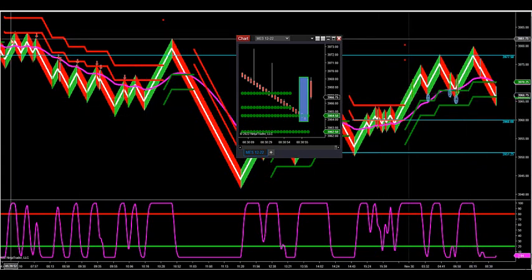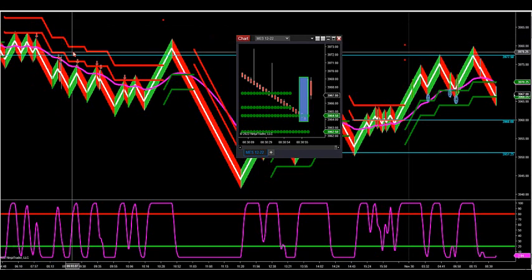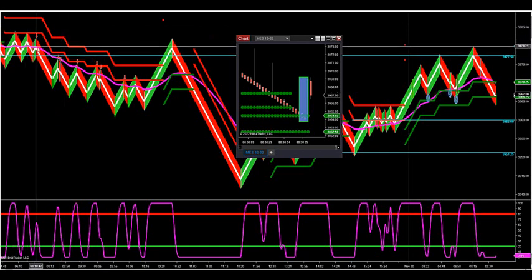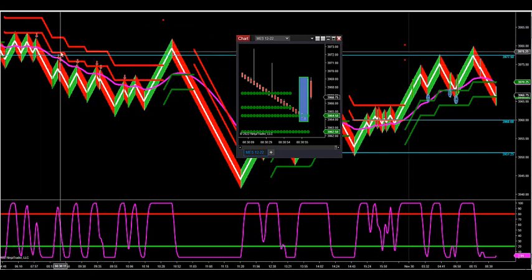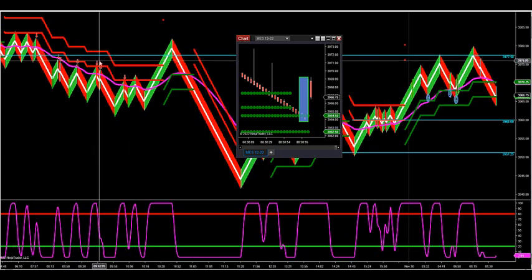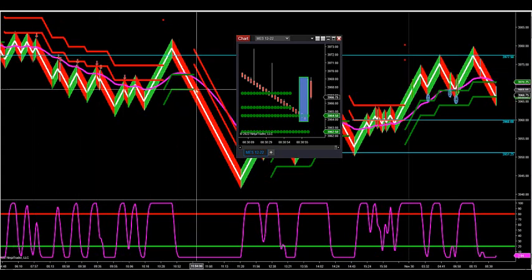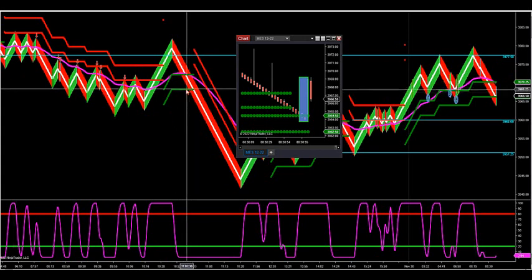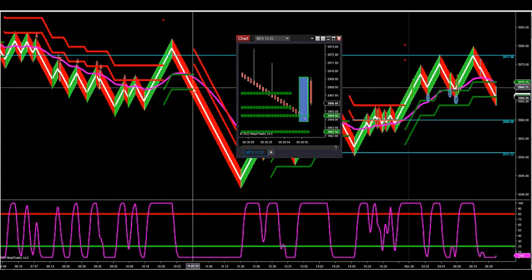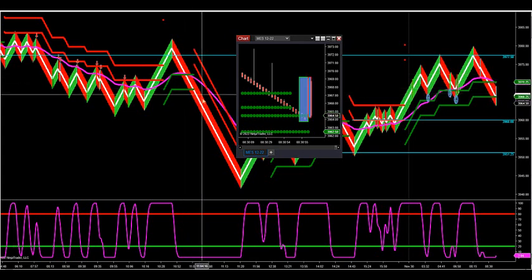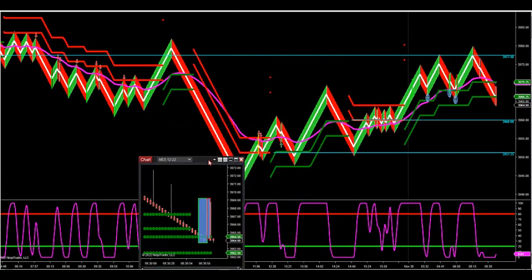You can see yesterday we had a lot of sell zones and sell arrows because it was in a downtrend. Sell, sell, sell, sell, sell, sell. And then right when we broke through the green zone, we started printing red zones, and then we had a lot of arrows on the smaller time frame. So that's what you want to see.